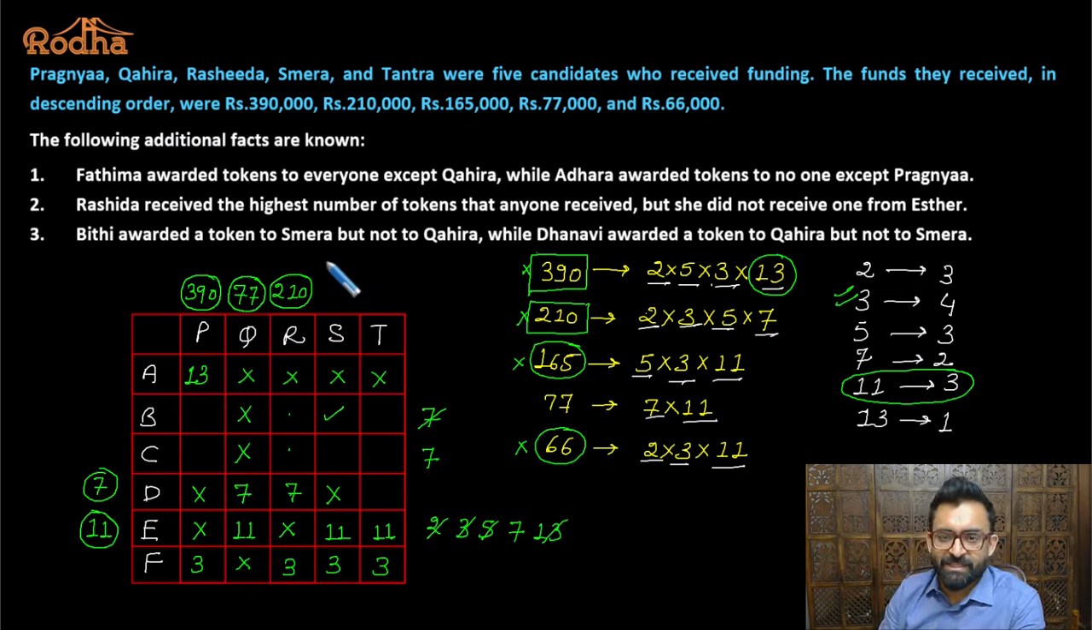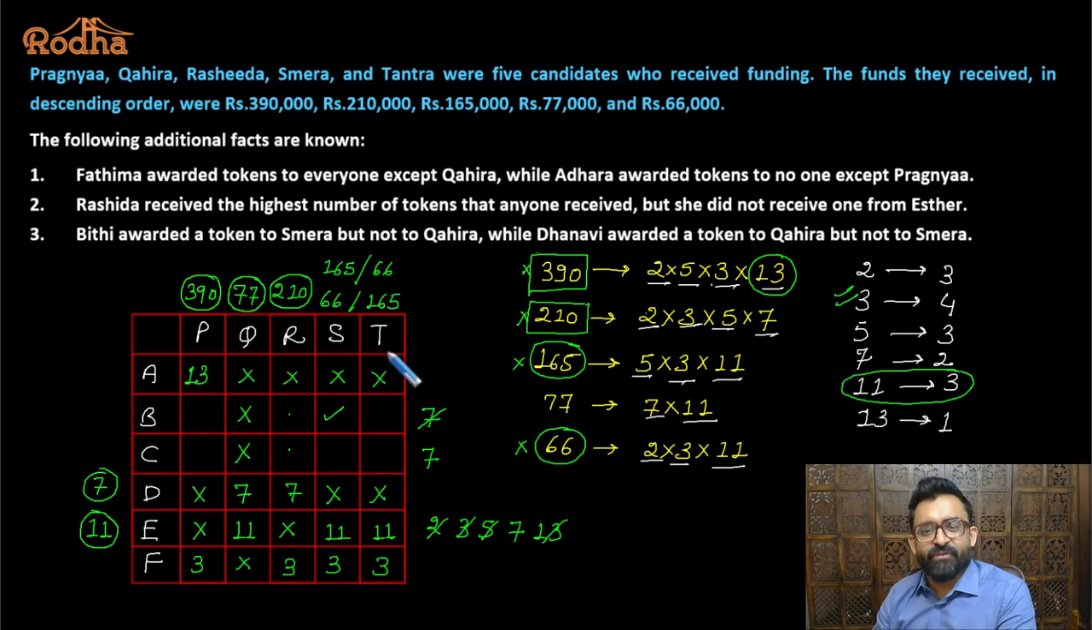So this is 165. This is 66. Or if this is 66, this is 165. Either which way, both of them will get multiples of 11. That means they will get funding from Esther, fine. And none of them is getting a multiple of 7, so they'll not get funding from this person. Understood? So that's the information I can conclude.